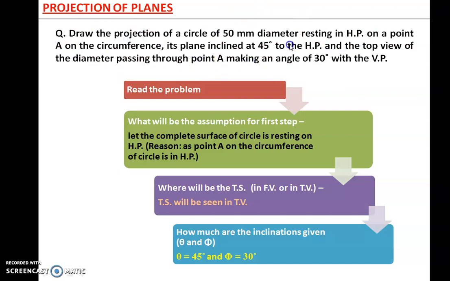So let us see what will be the assumption for the first step. As it is resting on a point A in HP, we will assume that the complete circle is resting on HP. Again, you can imagine that you have kept the pro circle on the floor. So the surface of the pro circle, that is the true shape of the circle, will be seen in top view. The inclinations are given: theta is 45 degree and phi is 30 degree. So now let us move on to how it is to be drawn.